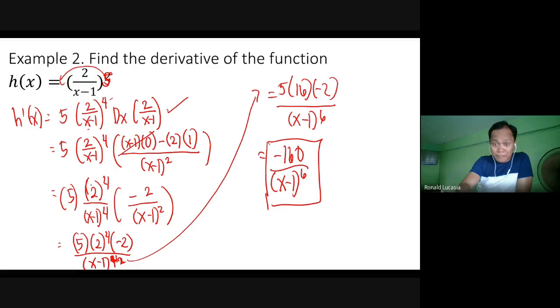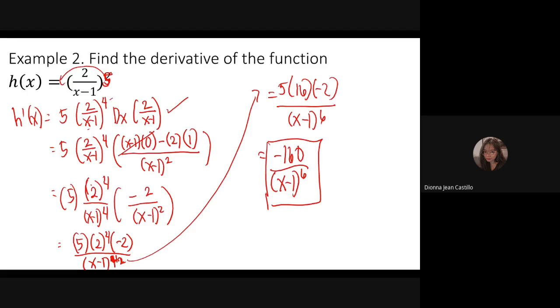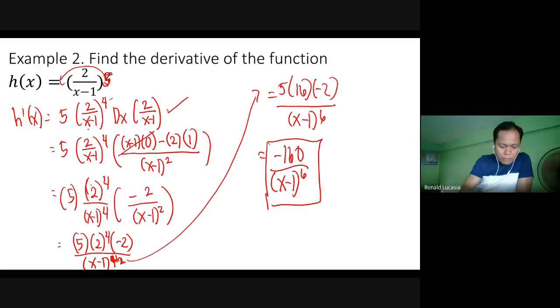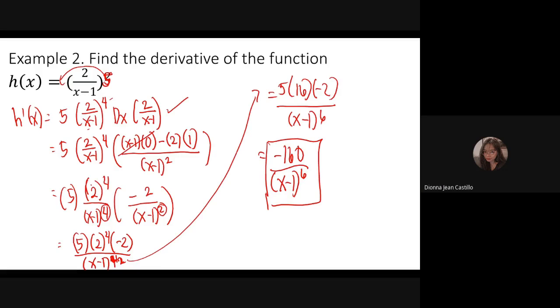Don't forget to type your final answer. Sir, may question po ako. Paano po siya naging quantity of x minus 1 raised to 6? May 4 ka dito, tapos may 2 ka. Di ba pag nagmo-multiply ka, nag-a-add tayo ng exponent. Kaya siya naging 6. Okay po. Thank you.